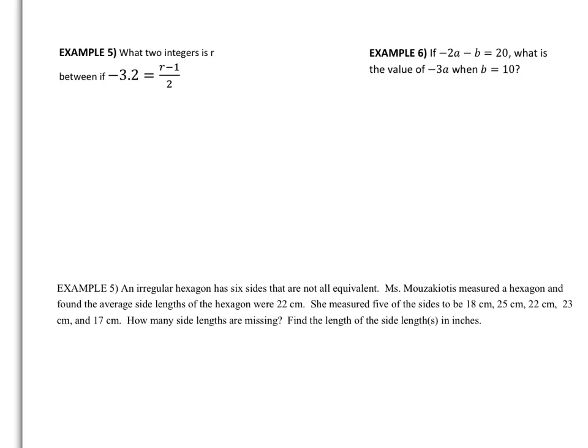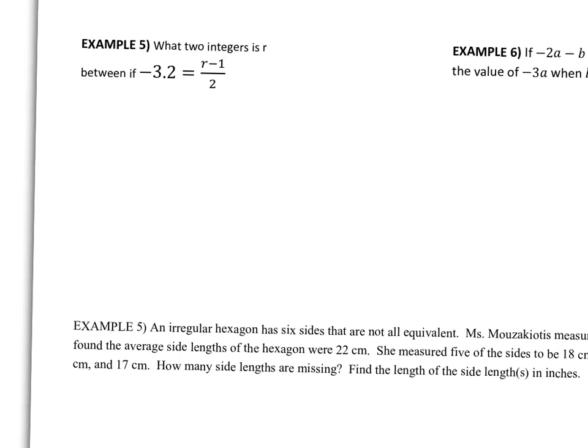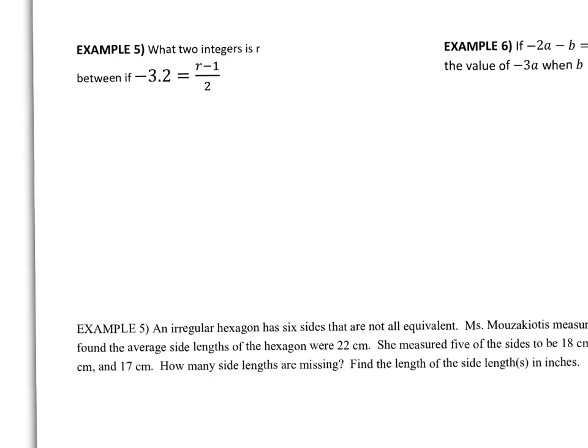So the first thing that we should do as we go through this is look and say, alright, what is the ultimate question being asked? What is the question we're trying to answer? So I'm going to zoom in on this one. And the ultimate question that we're asking is, what two integers is r between? That's the final question we're trying to answer.